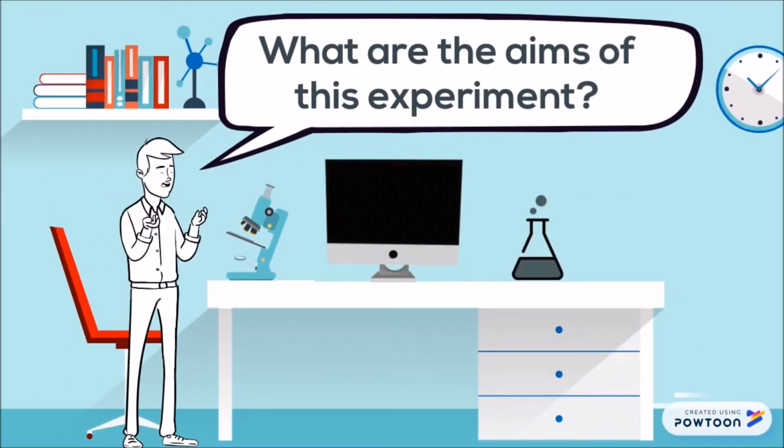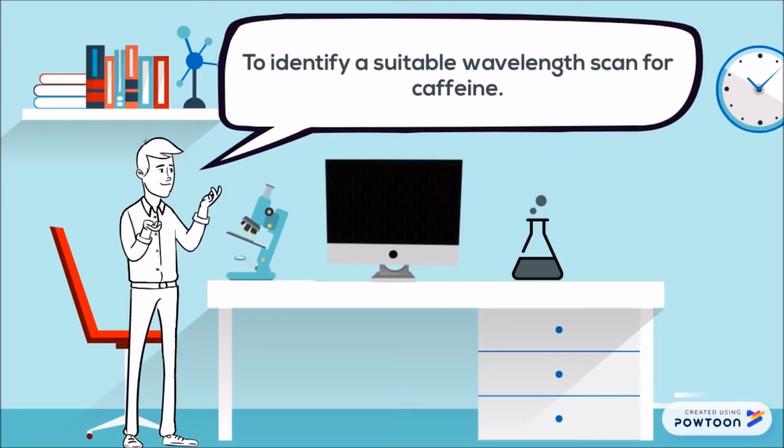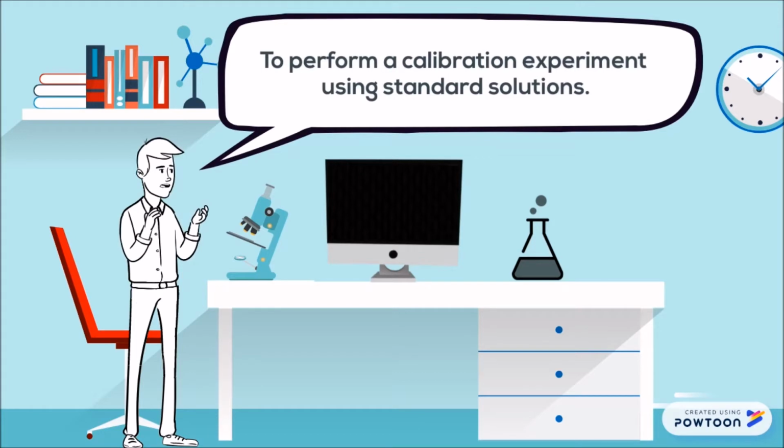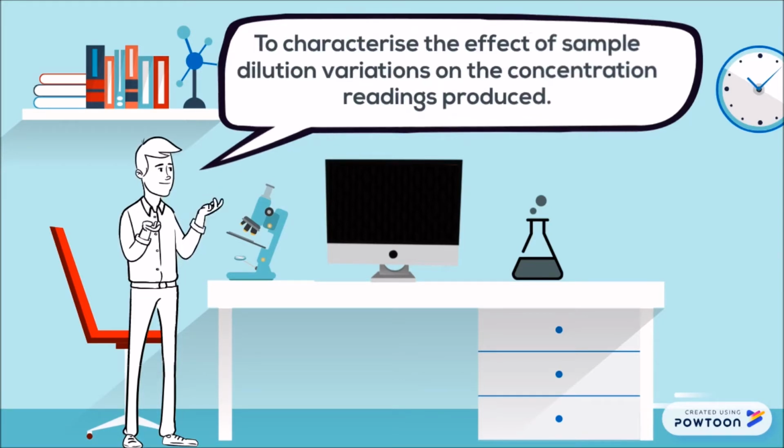So what are the aims of this experiment? Firstly, we would like to identify a suitable wavelength scan for caffeine. Followed by, we would like to perform a calibration experiment using standard solutions. Next, we would like to determine the concentrations of caffeine found in beverage samples, and lastly to characterize the effect of sample dilution variations on the concentration readings produced.